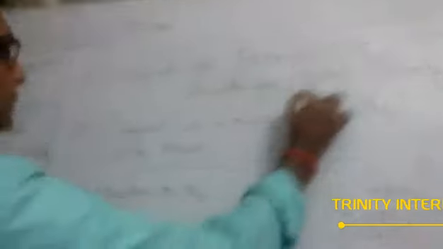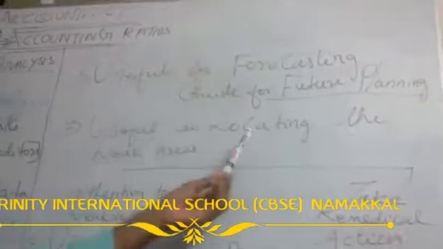Then it is useful for forecasting. So what is forecasting? We can see it as a guide for future planning. Based upon the statements through accounting ratio, we can forecast the company's future: whether we have to increase our capital or not, and where we have to get a loan. For the future planning, we can plan accordingly.